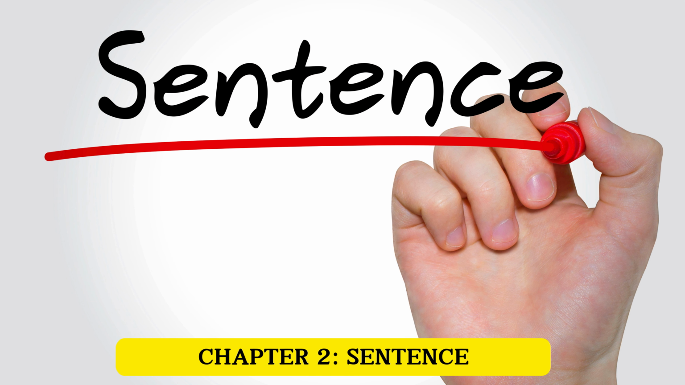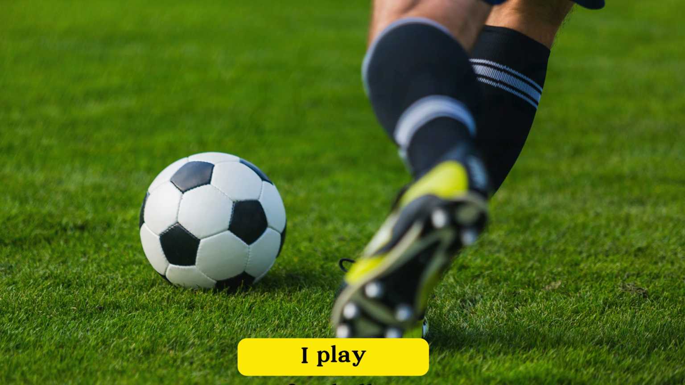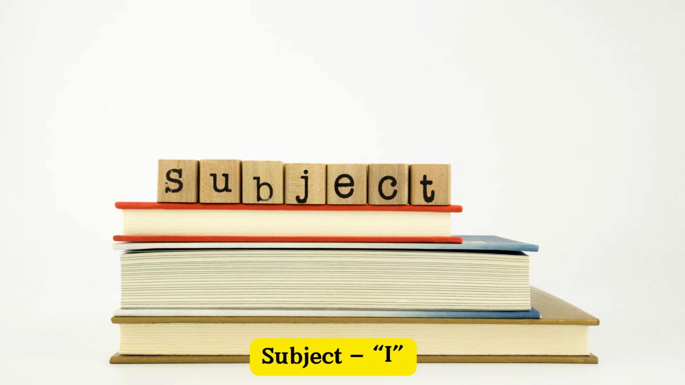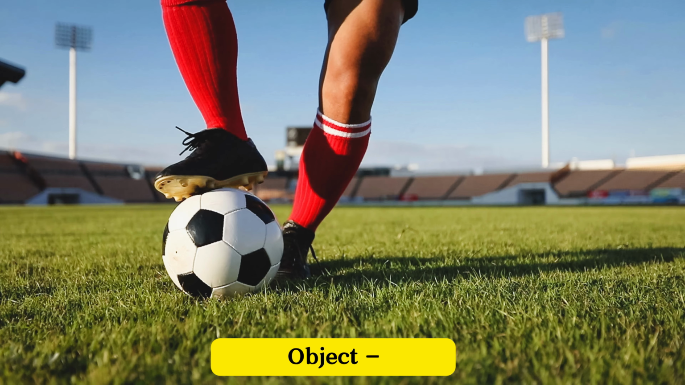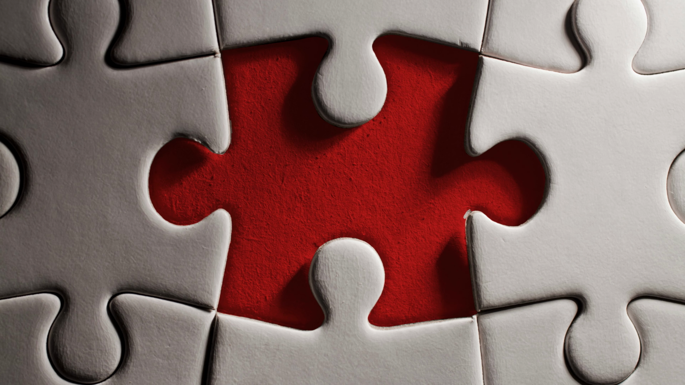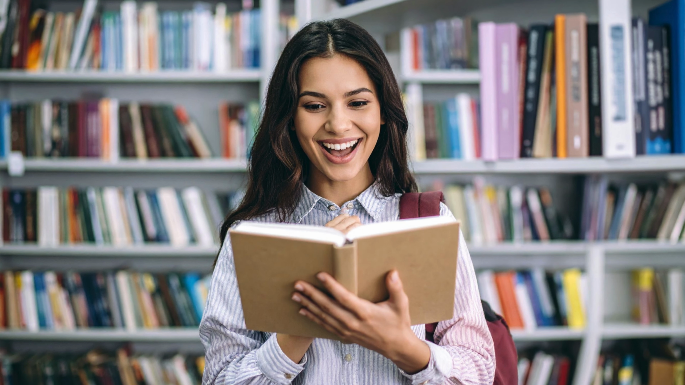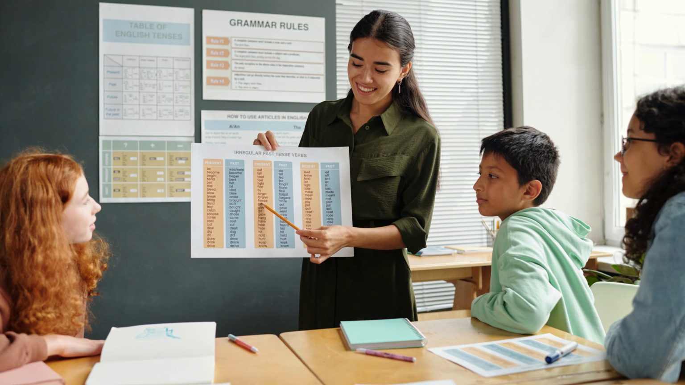Sentence structure. Every clear English sentence follows this simple pattern: subject plus verb plus object. Example: I play football. Subject: I. Verb: play. Object: football. You can make your sentences richer by adding adjectives or adverbs. Example: she reads interesting books in the library every evening. Tip: always remember, in English, the verb usually comes right after the subject. That's a golden rule of English sentence structure.